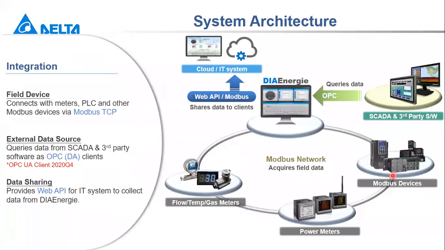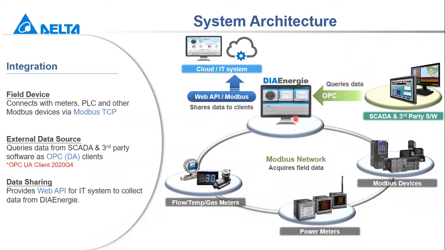Okay, so back to the software. This is the system architecture. So from the integration side, we can see how the system works. From here, you can see this is the device layer. You can see some flow or temperature or gas meters or power meters or even some Modbus device. So all these can go through the Modbus gateway and then to the system scale.